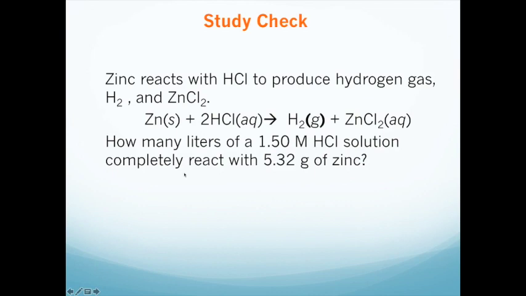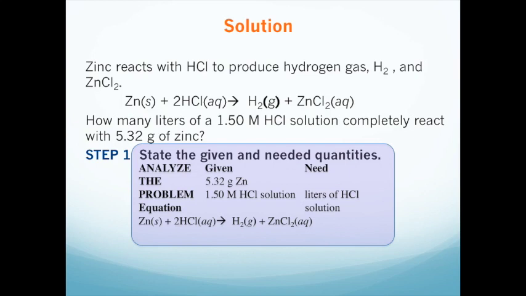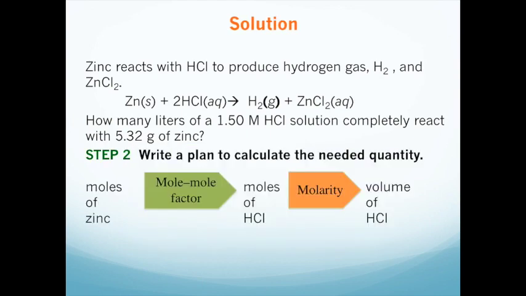leaving behind no zinc? We start by setting up our givens and our needed quantities. So we are given 5.32 grams of zinc, and we are given the molarity of the hydrochloric acid solution, which is 1.5 molar. And it's asking us to provide the number of liters of hydrochloric acid required to completely react all of the 5.32 grams of zinc. Now, this is a bit more complicated than the questions we've done so far. So the plan is 2 steps.